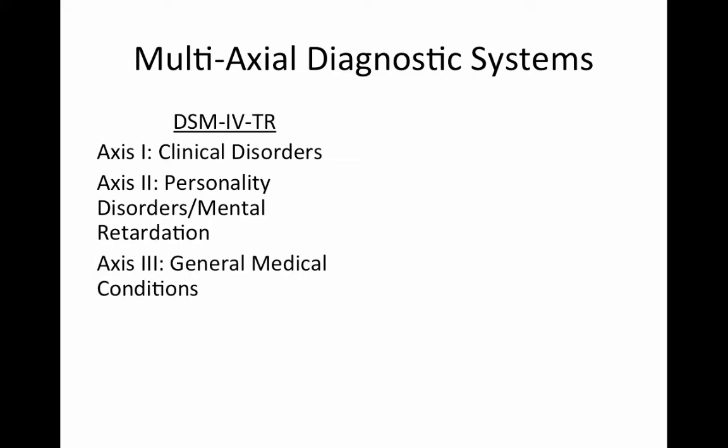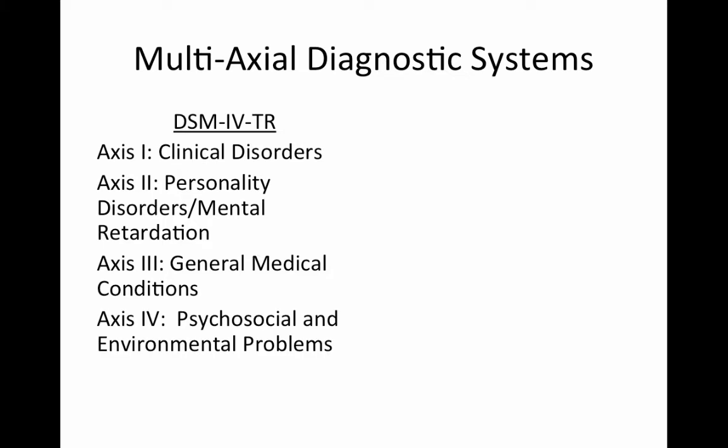Axis 3 lists general medical conditions that may affect any psychological treatment. Axis 4 is for documentation of relevant psychosocial and environmental problems. Examples of this may include things like homelessness, poverty, death of an immediate family member, and lack of social support.